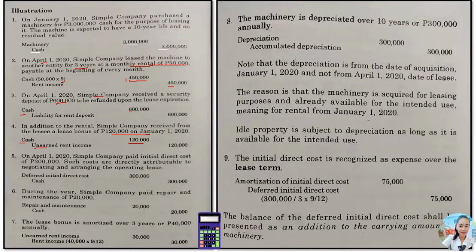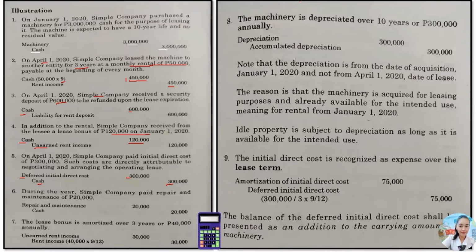Now, upon payment by Simple Company, since it incurred initial direct cost in negotiating or arranging the operating lease, it will record a debit to deferred initial direct cost of 300,000, and since it paid out cash, Simple Company will have to credit cash 300,000.